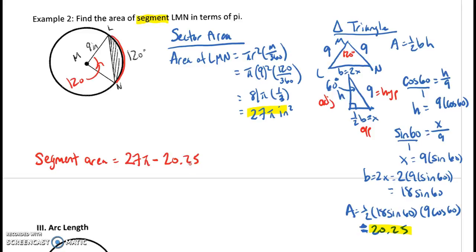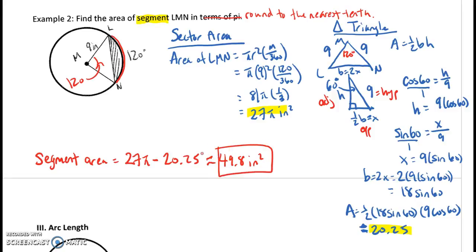And if I'm leaving this in terms of pi, that's really as much as we can do. But let's actually just round this. So let's round to the nearest 10th. So again, if I want to leave this in terms of pi, that's as much as you can do, because there's no pi by the 20.25. But if I want to round this to the nearest 10th, then I'm going to go ahead and get 49.8. And since it's, again, area, it's square inches.